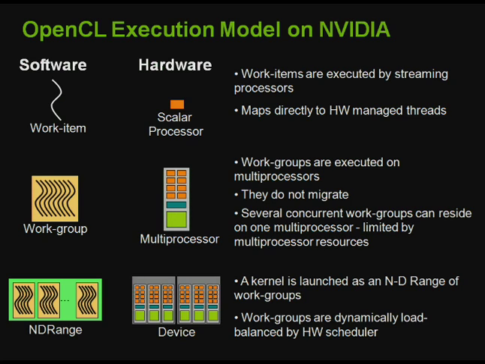So in terms of the execution model, work items in OpenCL are executed by streaming processors. They're mapped directly onto hardware-managed threads that are scheduled at cycle granularity by the hardware. Work groups from OpenCL are executed on a multiprocessor. Several concurrent work groups can actually reside on the same multiprocessor, so you actually get another level of hardware scheduling and concurrency there. And then finally, a kernel with its ND range is launched across the entire device, with many work groups running concurrently, load balanced dynamically as they execute and finish, again by hardware.